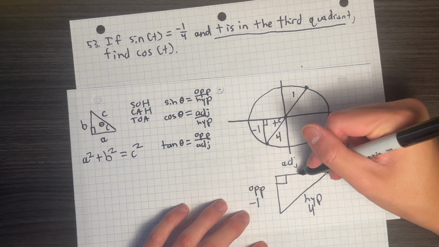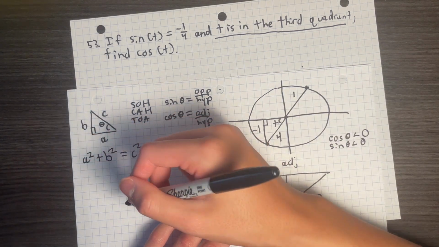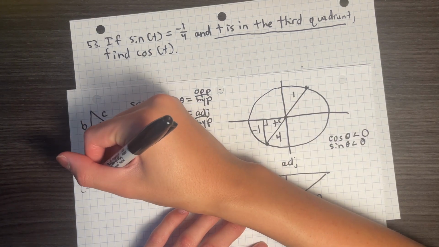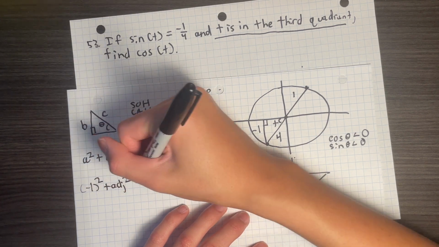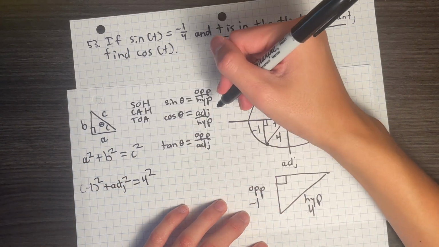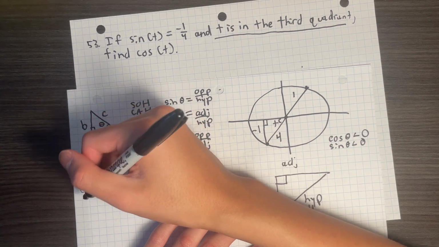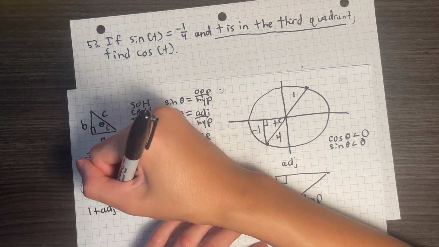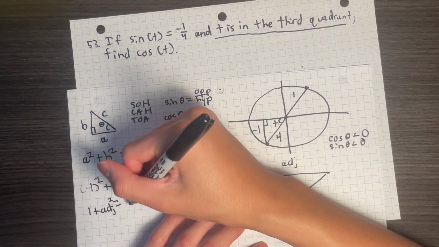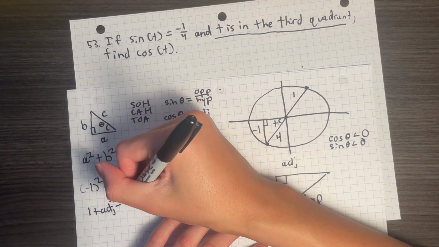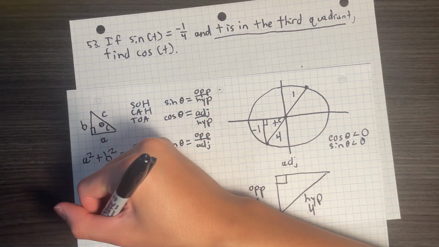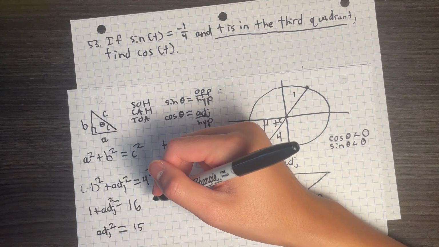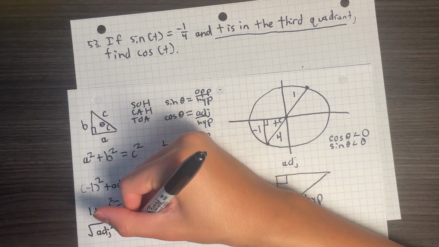So now we can solve for the adjacent side using the Pythagorean theorem, which I'll write down over here. So the length of our opposite side, which is our leg, is going to be negative 1 squared, plus the adjacent side squared is equal to the length of our hypotenuse squared. You can write this as negative 1 squared is equal to 1, plus adjacent side squared is equal to 4 squared, which is 16. Now we can subtract 1 from each side, and we will get that our adjacent squared is equal to 15. We can take the square root of both sides.